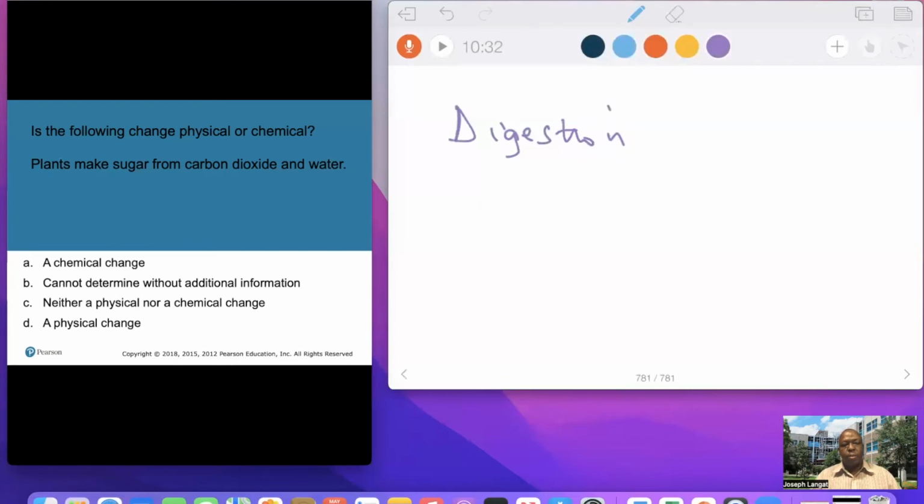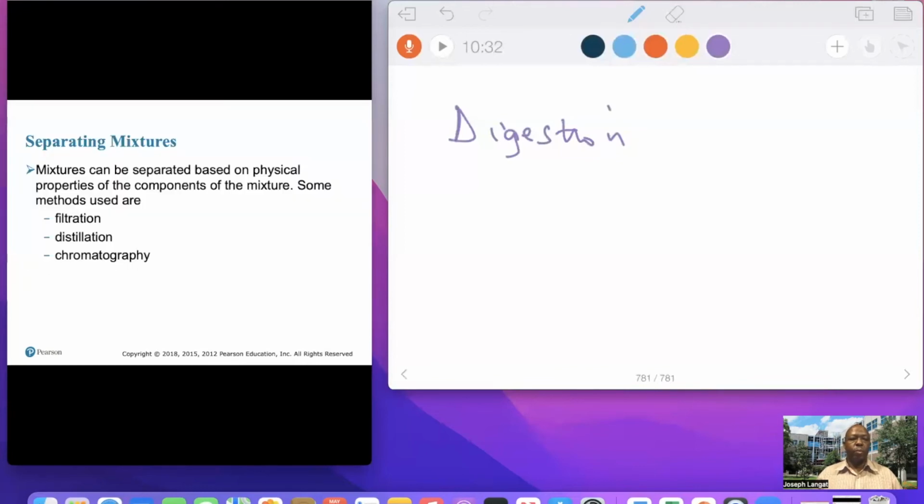A, chemical change. Cannot be determined without additional information. Neither physical nor a chemical change, all right? Physical change. I think it is a chemical change because we are making a new substance. The plant is making sugar from what? Carbon dioxide and H2O.